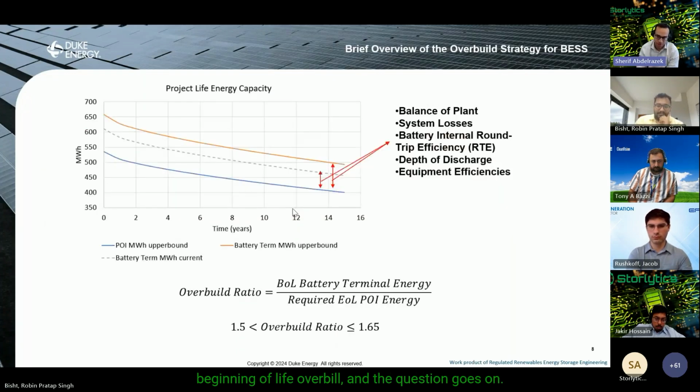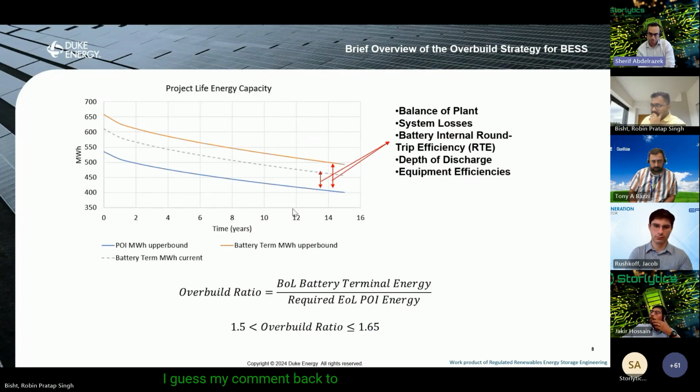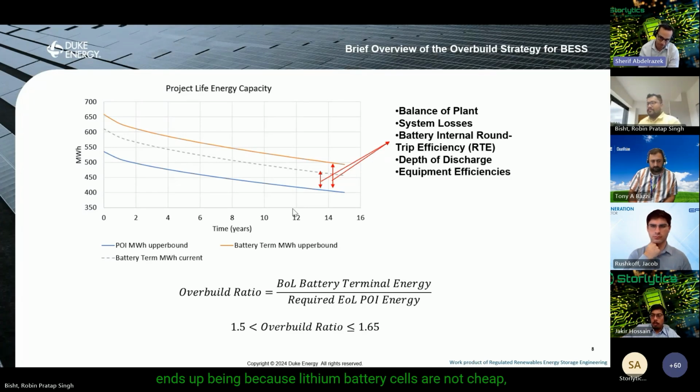And the question goes on: is it 15%, 20%, 25%? I guess my comment back to Andreas, who posed it, given Robin's response and what we've seen from EPRI, is that it really makes quite a difference in project finances what your estimation on degradation and, as a result, overbuild ratio ends up being, because lithium battery cells are not cheap, right?